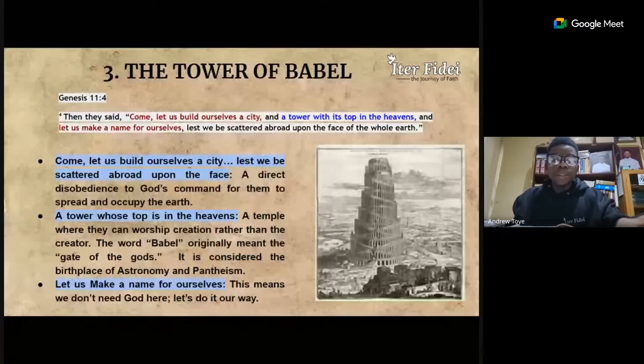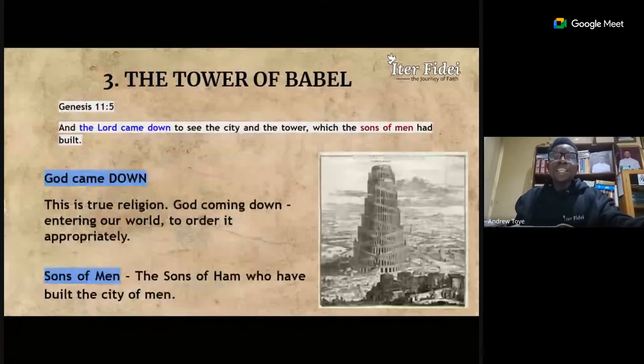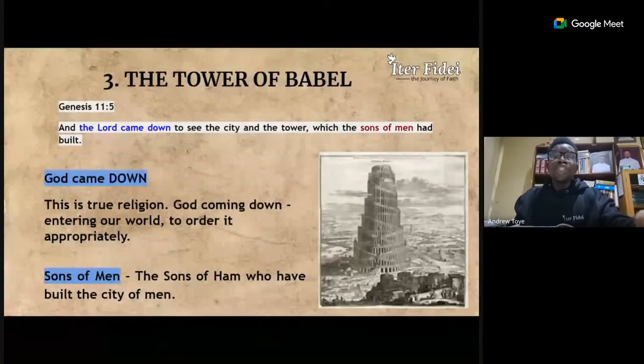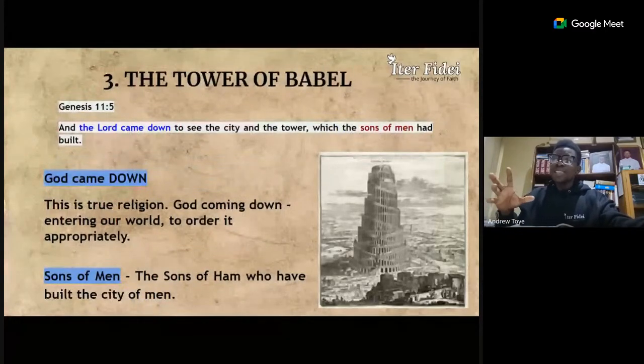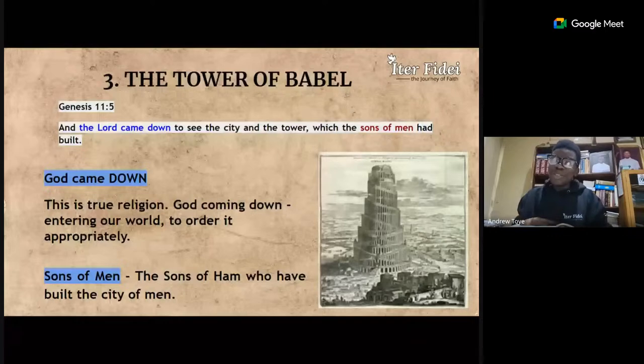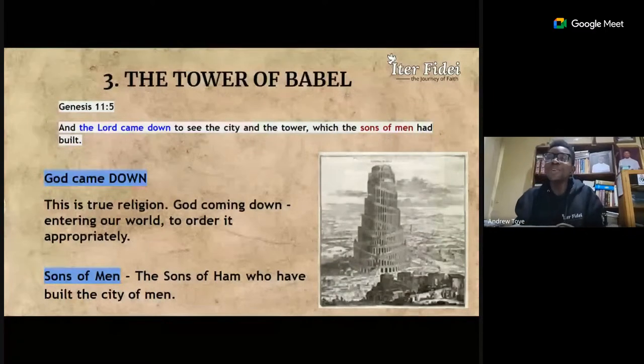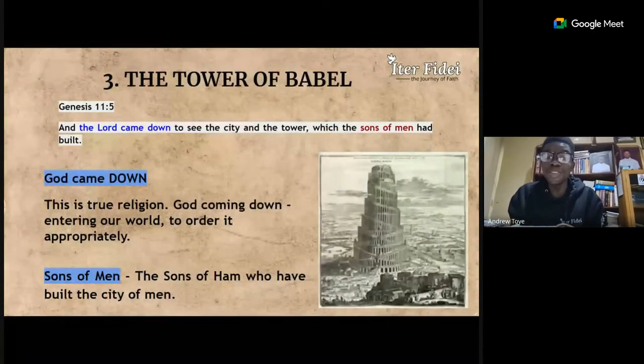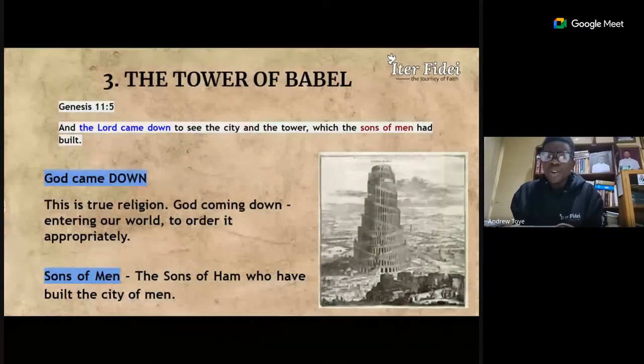Next slide. Verse 5. And the Lord came down to see the city and the tower, which the sons of men had built. You can see now, this is true religion. Why were they struggling to go up to heaven? God just saw them and he came down. You don't have to stress yourself. This is what true religion entails: God coming down to enter our world, to order it appropriately.